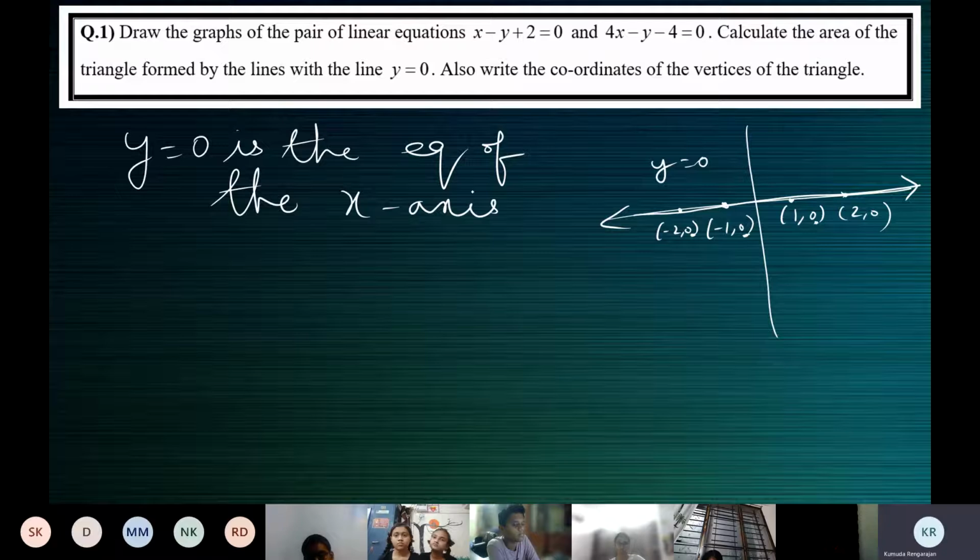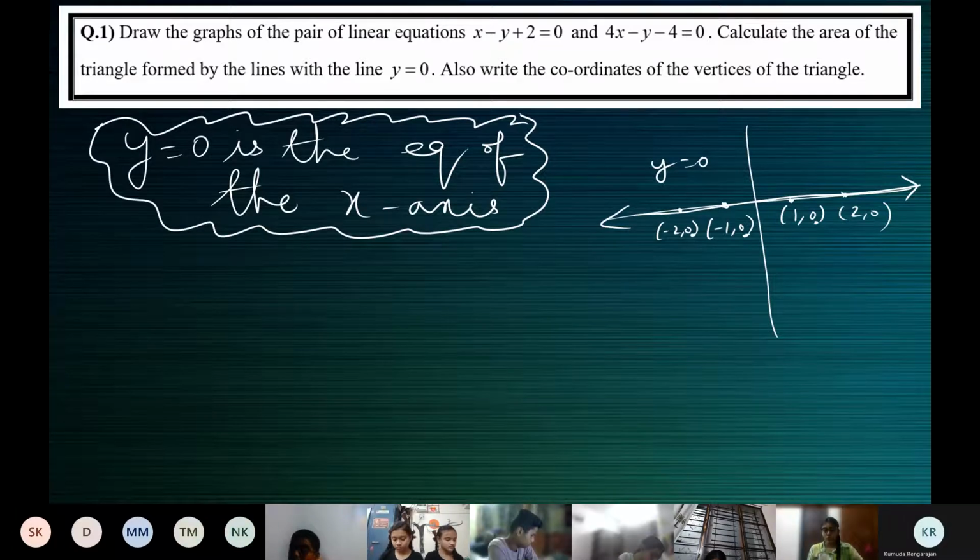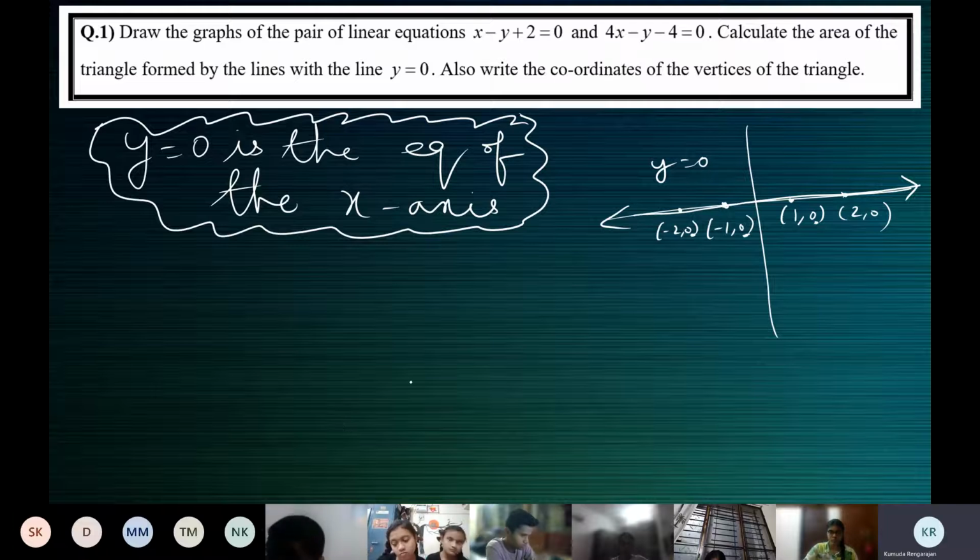You can just make a note of it again if you write it again. Maybe you can remember better. Just put a cloud and write it again. Y is equal to 0 is the equation of the x-axis.